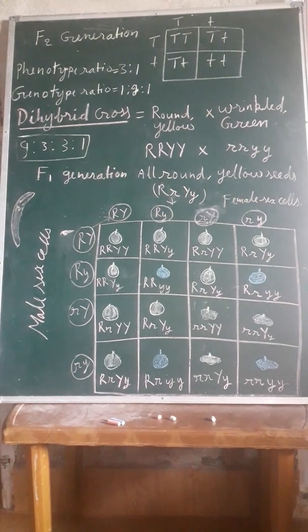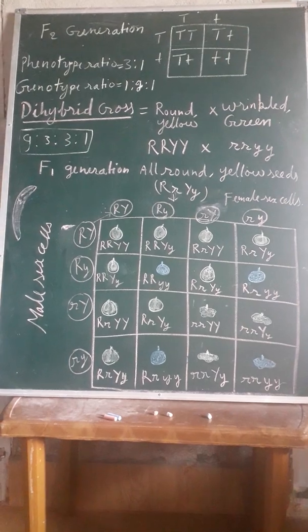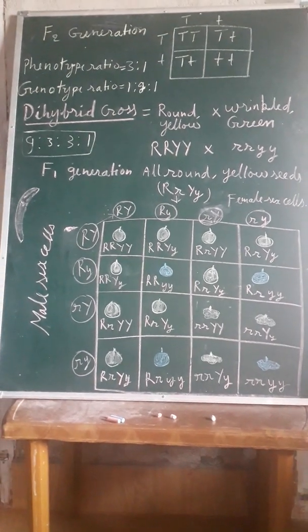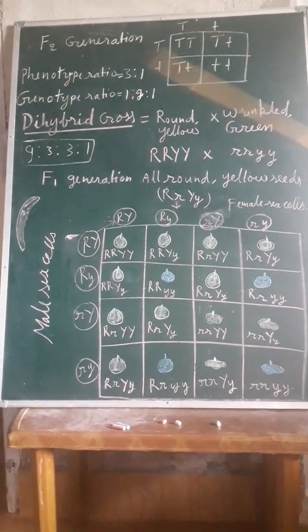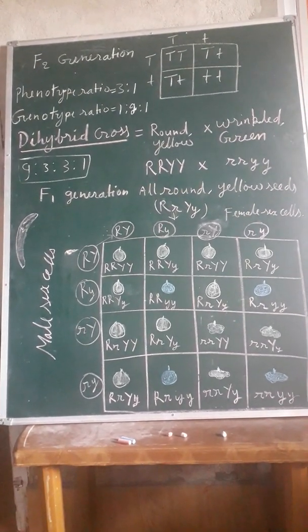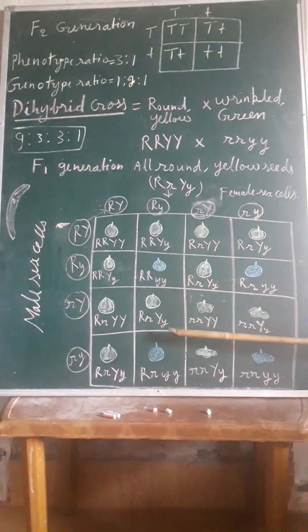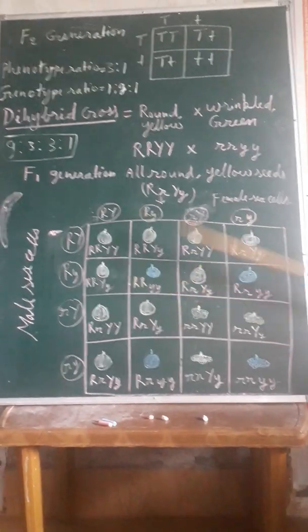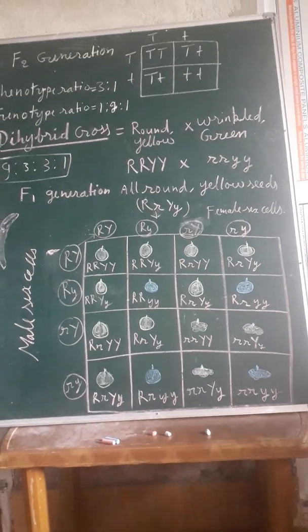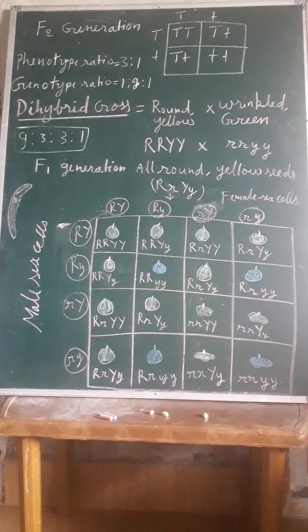Sometimes in the board exam they ask you to write the phenotype ratio. So you have to write 9:3:3:1. And sometimes questions will be given where you have to find out the progeny in this form. So please try. If not, when school reopens I will do this once again.